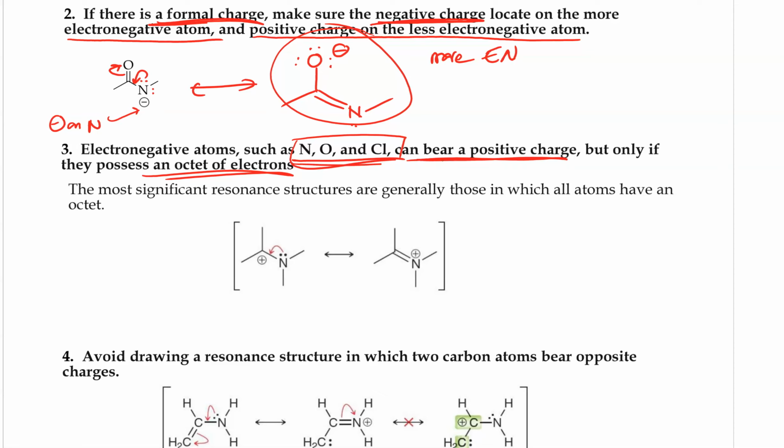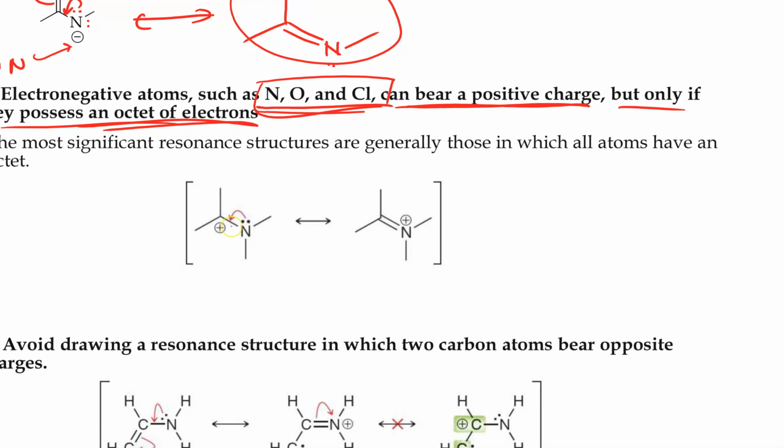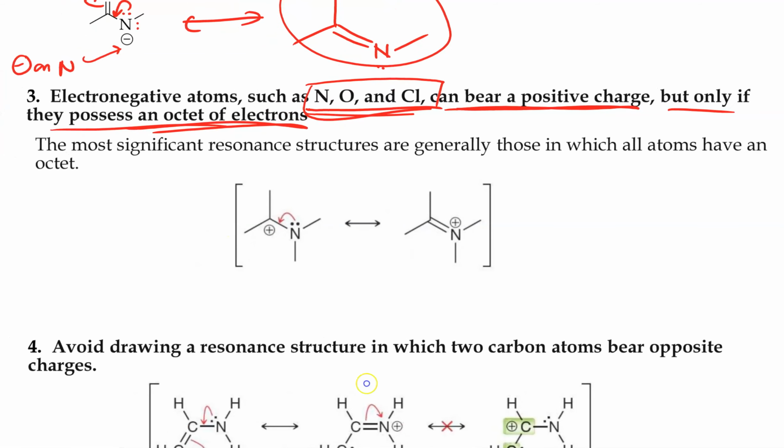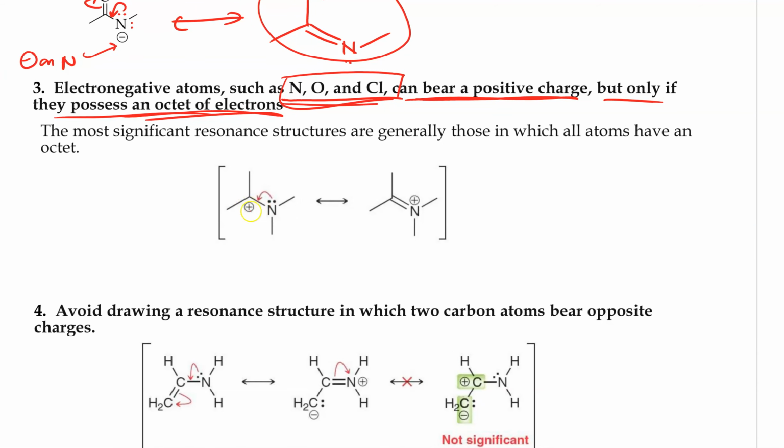But yes, they can be positive, but only if they can have an octet of electrons on them. So for example like this one, in this case right here, these are the two resonance structures. Follow this arrow.